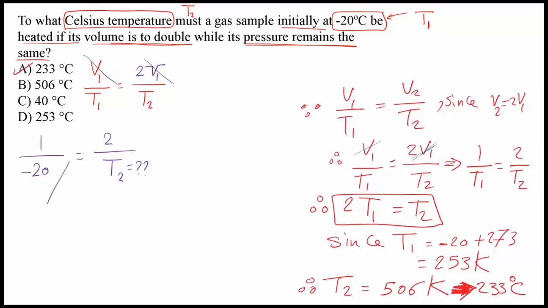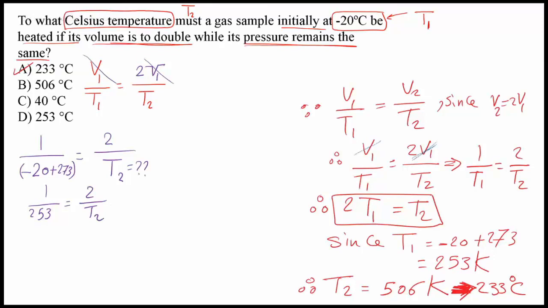Is it right? No. That's a big mistake. It's a big mistake to substitute the temperature in Celsius. I have to change it into Kelvin. We need to change it into Kelvin, so it's plus 273. So 1 over 253 equals 2 over T2. Okay, guys?